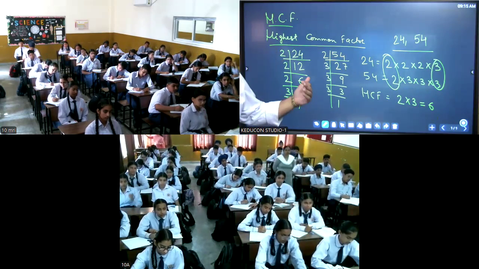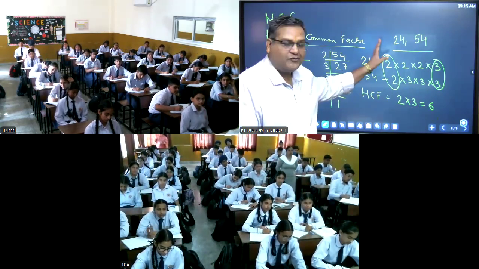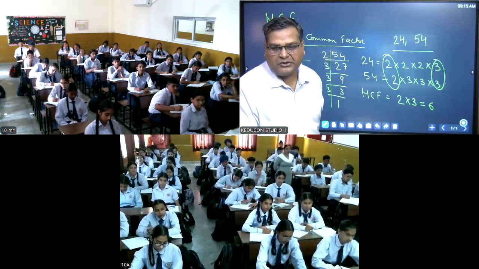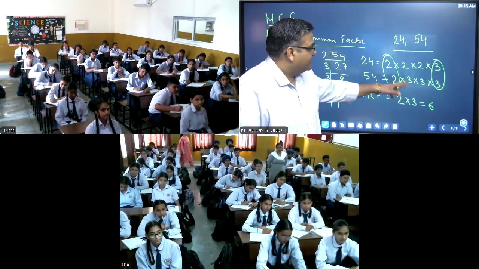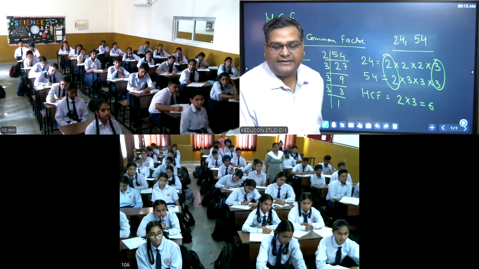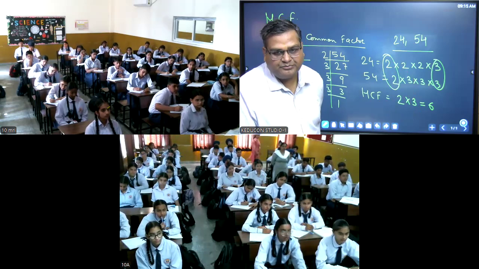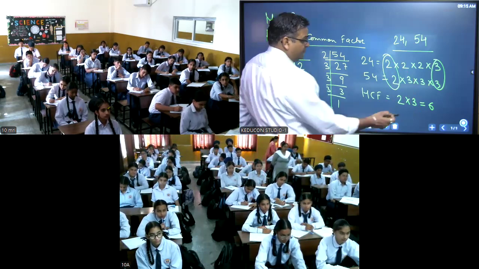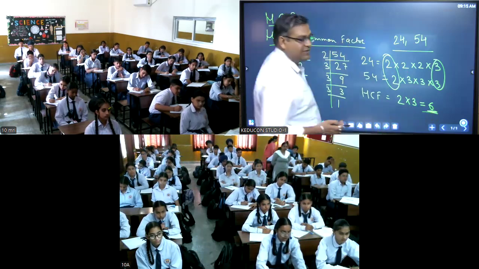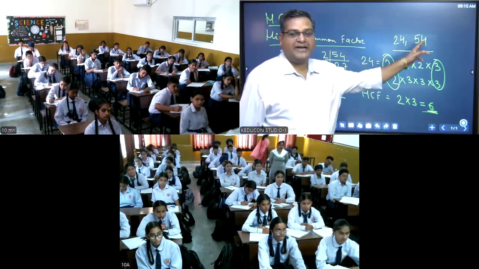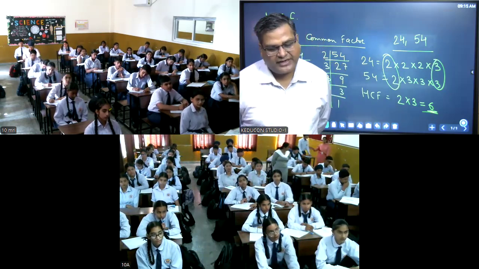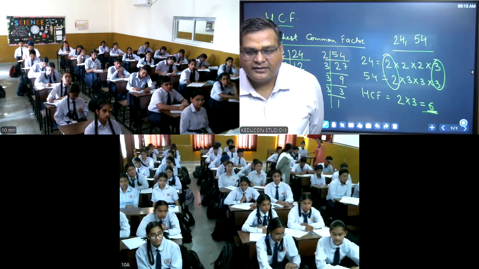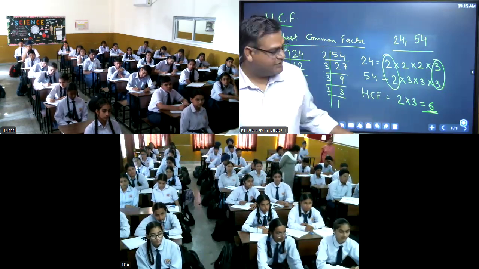When I say the highest common factor of any two numbers or any three numbers or four numbers, the meaning of that is the number that can divide the given numbers. Means 6 is the highest number by which we can divide both 24 as well as 54. Is it clear? Yes. So this is the method of prime factorization.